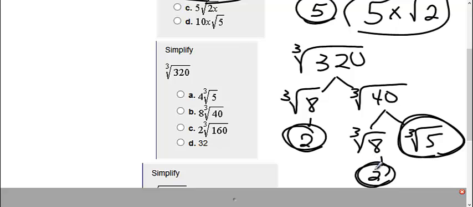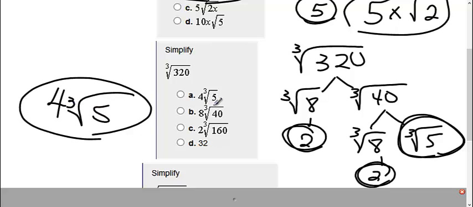So I do 2 times 2, which is 4. And then I still have my cubed root of 5. So we get 4 times the cubed root of 5, which is choice A.